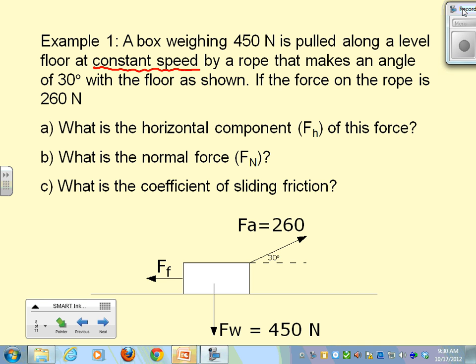So it's a constant speed by a rope that makes an angle of 30 degrees with the floor as shown. If the force on the rope is 260 newtons, what's the horizontal component? What's the normal force? And what's the coefficient of sliding friction? And I think you do have to draw the picture, it looks like, right? Okay, so I'll give you a second there.